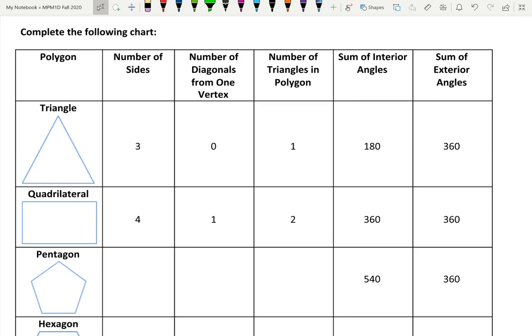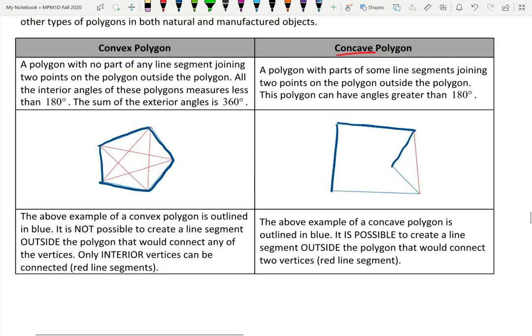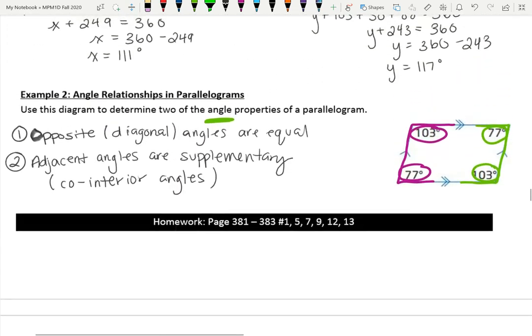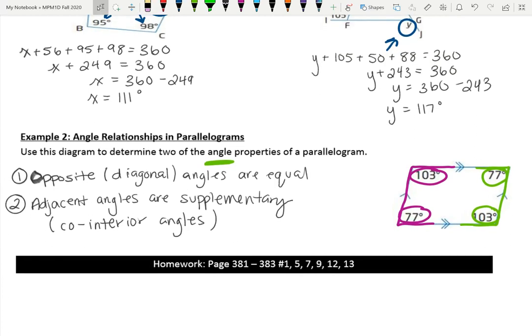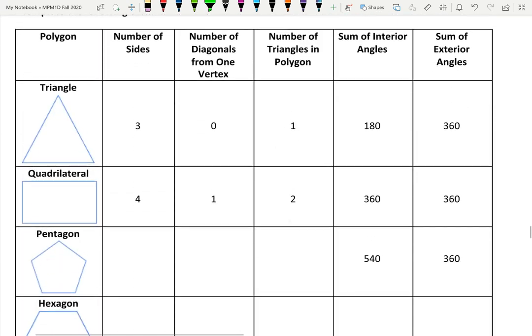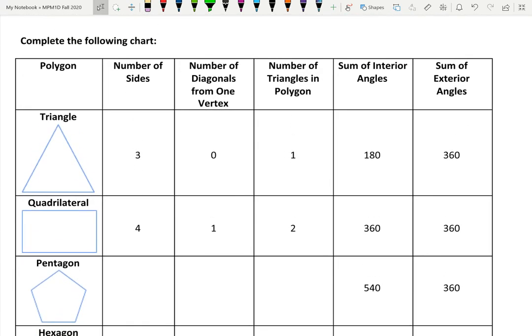polygons. So the first is a triangle, and number of sides we know is 3. 1, 2, 3. The number of diagonals from one vertex to the other is 0. So diagonal, going back to here, we said diagonals is opposite angles. So are you able to create a diagonal from one vertex to the other?